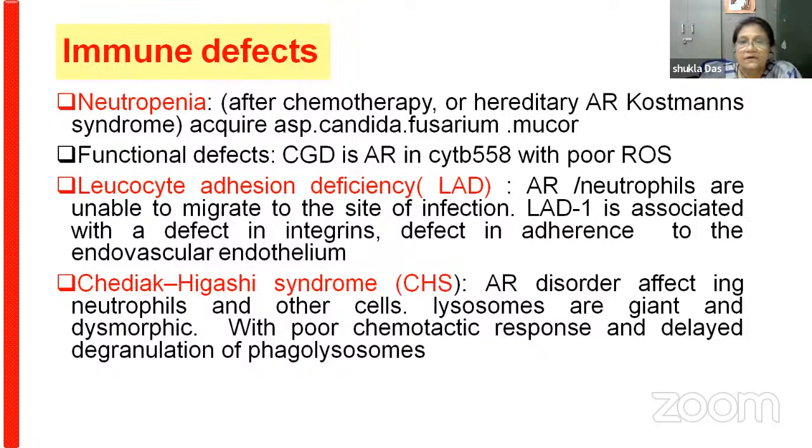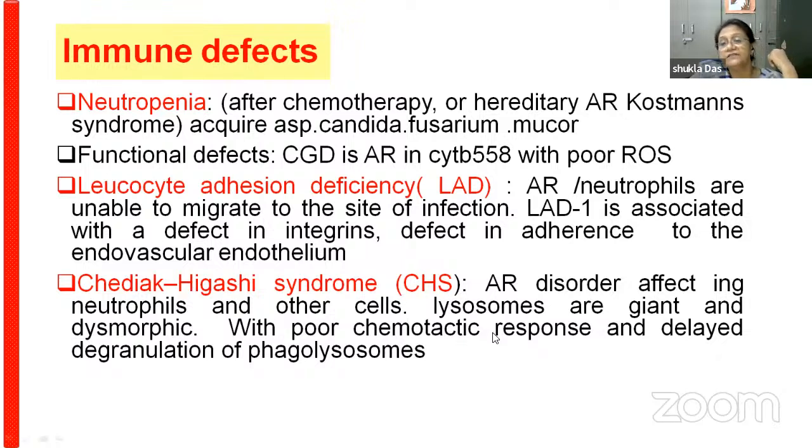Second is a functional defect. Suppose a chronic granulomatous disease. This is a functional defect in the neutrophil. The number of neutrophils is okay, but the phagocytic activity is poor. That means poor reactive oxygen, so oxidative killing is poor. Leukocyte adhesion deficiency: I told you about the endothelial adhesion molecules. If those molecules are deficient, the leukocytes will never reach the site of infection and will never cause phagocytosis.